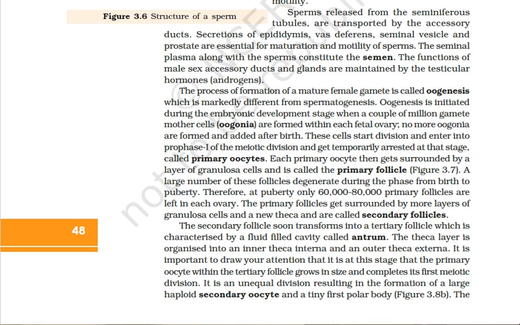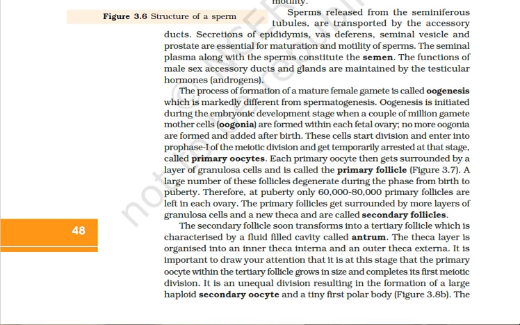onset of the puberty. The process of oogenesis, I told you just now, occurs in early embryonic stages when the fetus is about 25 weeks old. I repeat, oogenesis begins early in the embryonic stages when the fetus is about 25 weeks old.